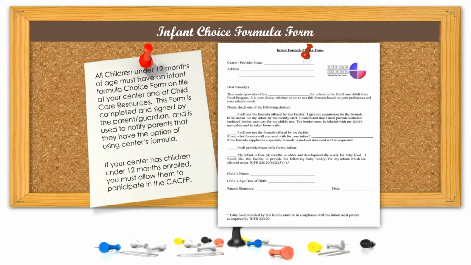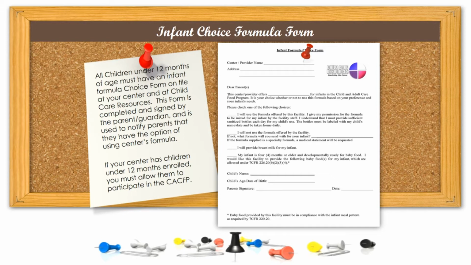All children under 12 months of age must have an infant formula choice form on file at your center and at Child Care Resources. This form is completed and signed by the parent and is used to notify parents that they have the option of using the center's formula. If your center has children under 12 months enrolled, you must allow them to participate in the Child and Adult Care Food Program. Let's complete the infant formula choice form together.